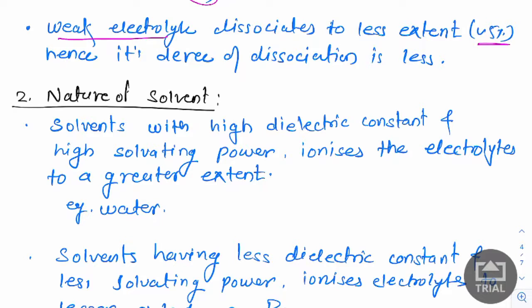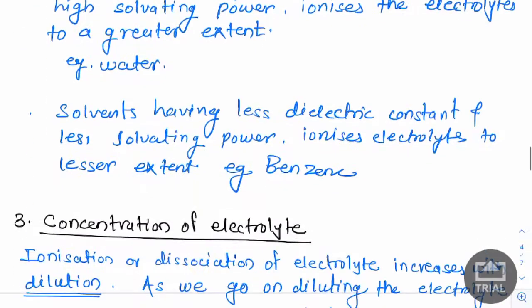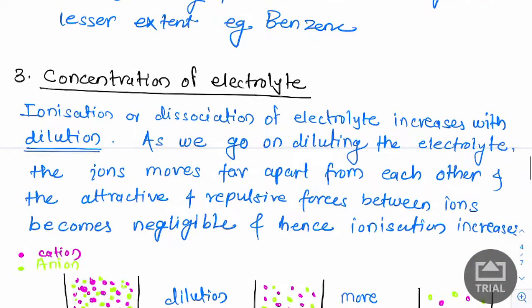So when you dissolve the salt in such solvents, its degree of dissociation is more. The solvent having less dielectric constant and less solvating power ionizes the electrolyte to a lesser extent, for example, benzene. The third factor is concentration of electrolyte. The ionization or dissociation of an electrolyte increases with dilution.